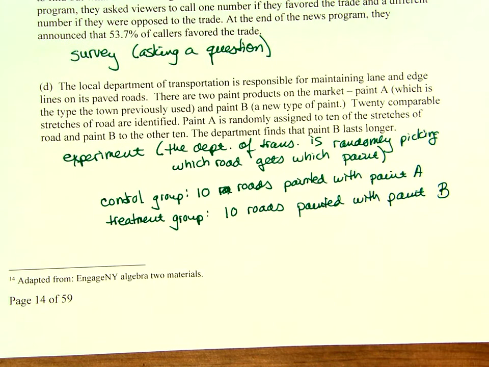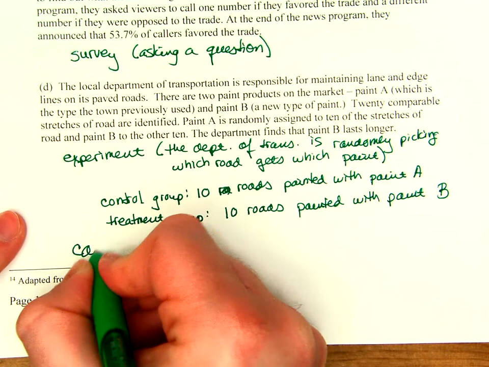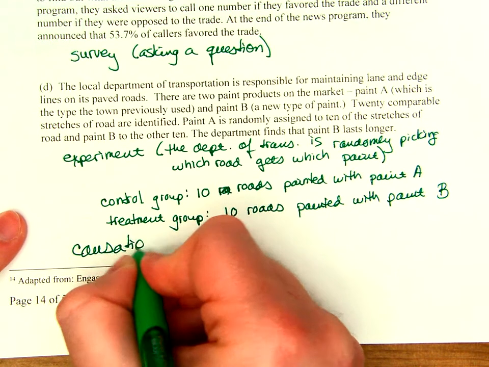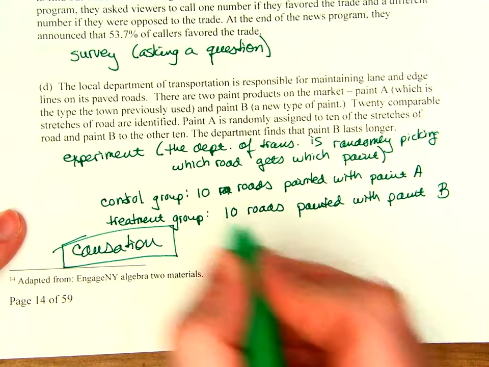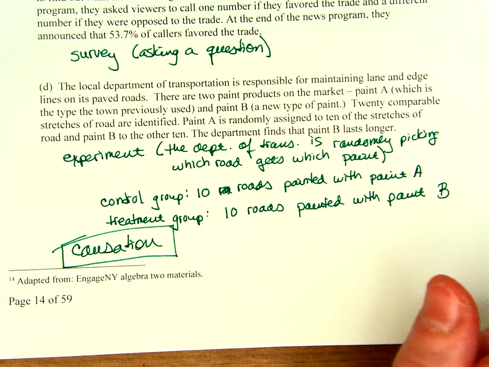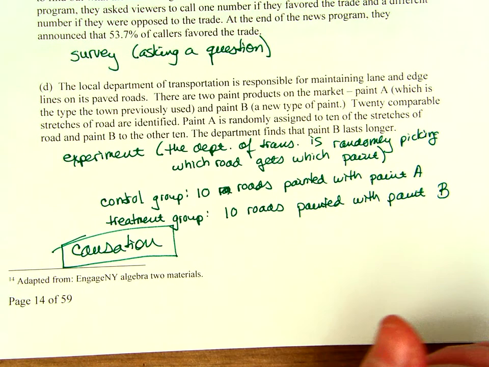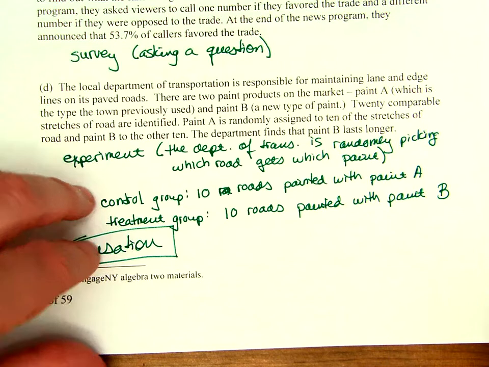They found that paint B lasted longer. Well, because this was an experiment, we can actually conclude that yes, using paint B causes the paint to last longer. We can determine causation. The reason we can determine causation is simply because we ran an experiment versus an observational study. Observational studies conclude correlation. Experiments conclude causation. 3 more examples.